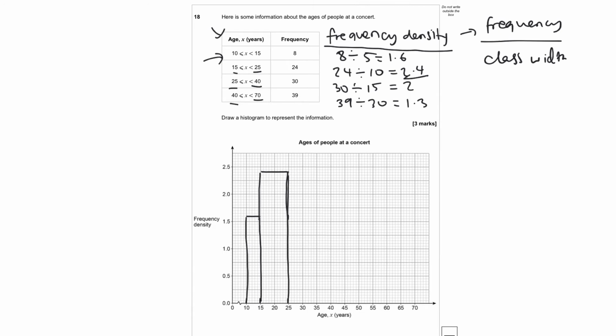Obviously, use a ruler for these. It's just because I'm doing it on a virtual board. So then 25 to 40, the height would be up to 2. And then the next one, 40 to 70, the height's up to 1.3.